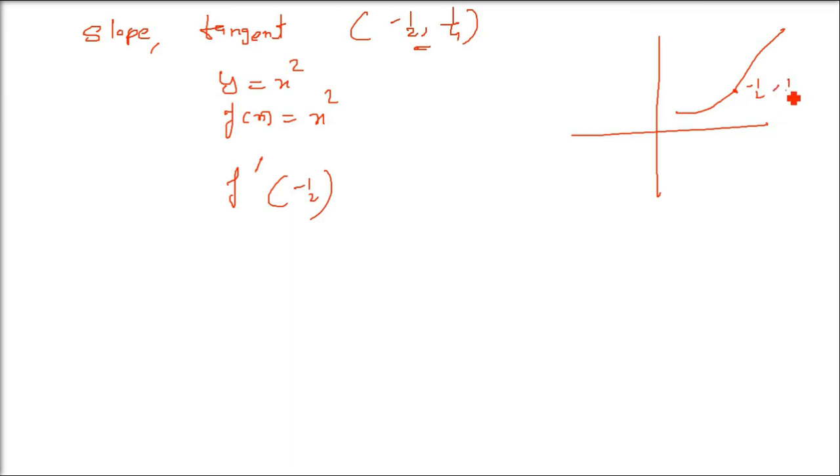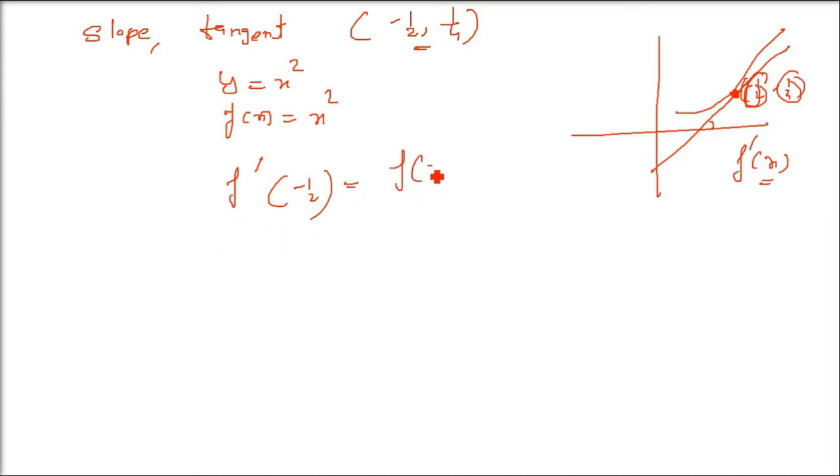So I have this point (-1/2, 1/4), and I'm trying to find the tangent and the slope of this tangent. We know from the discussion we just had how to find the value of this tangent at the x value. The f dash you have to find out. Don't worry about the y value, only worry about the x value. So f dash of minus 1 by 2, we have a formula.